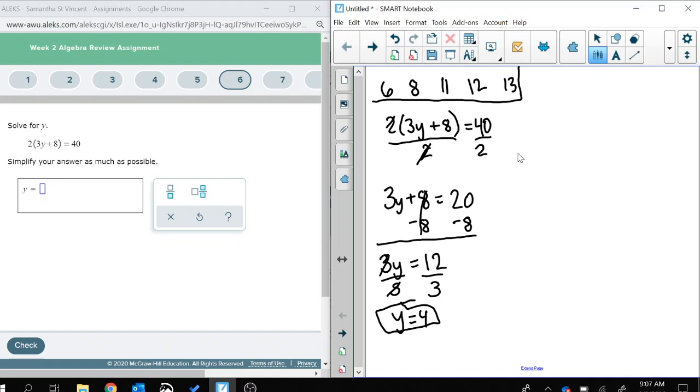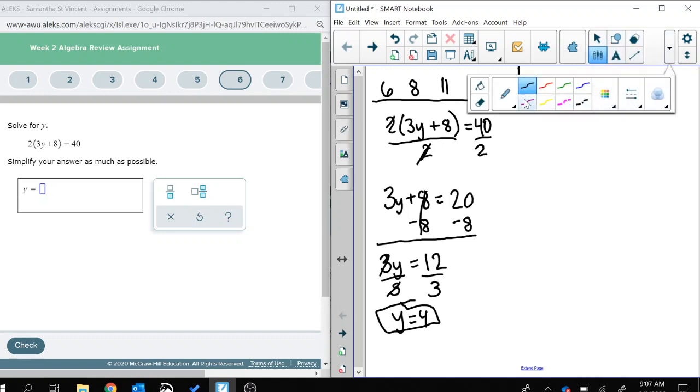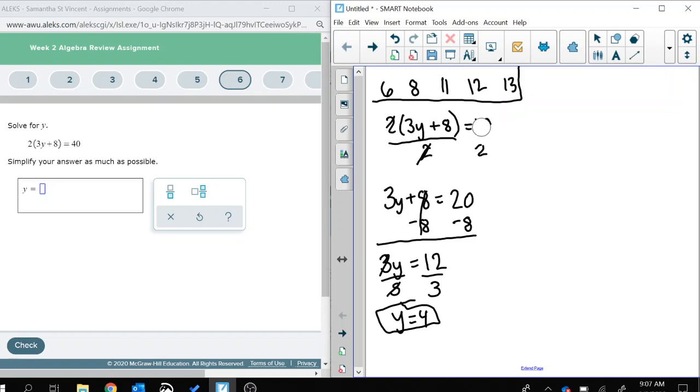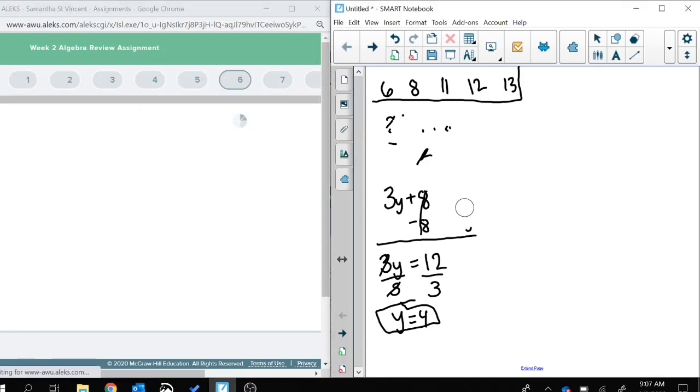All right, the other one that we'll look at, if I erase these here, is going to be number 8. So let that load while I erase all this.